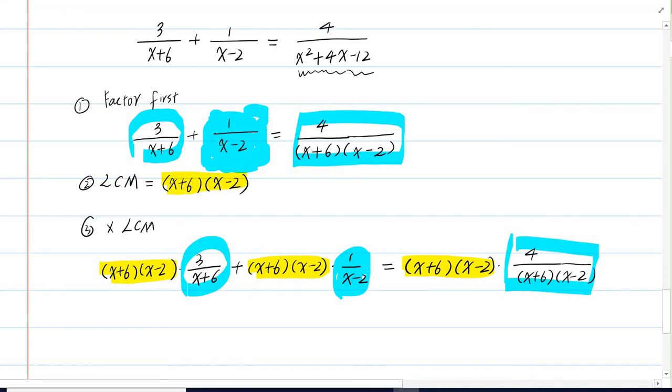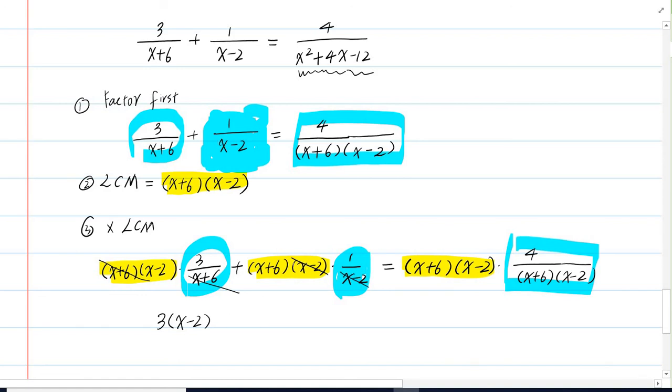So once you have this, the rest of it is just going to cancel. We said that step 4 is just canceling. Here we're going to cancel those, and we're going to have 3 times, we're going to bring that to the front, 3 times x minus 2. Remember, if your LCM is correct, you should have an equation without any fractions or rational expressions in there.